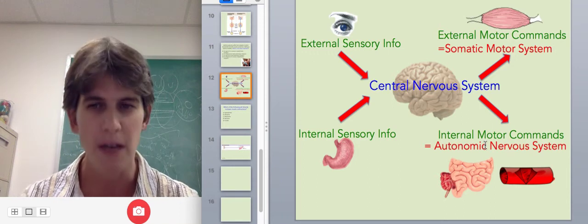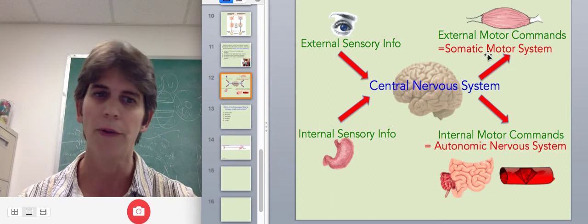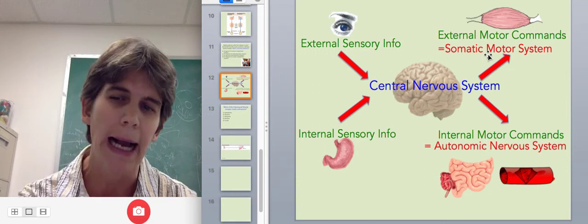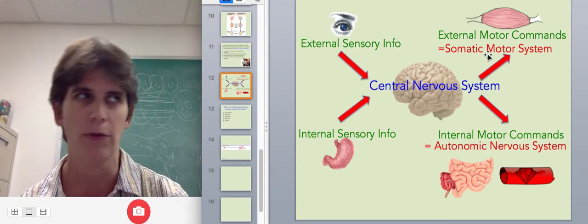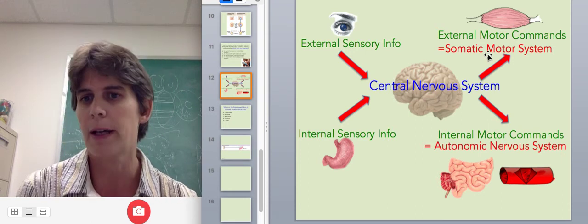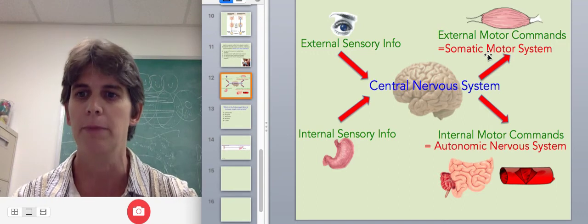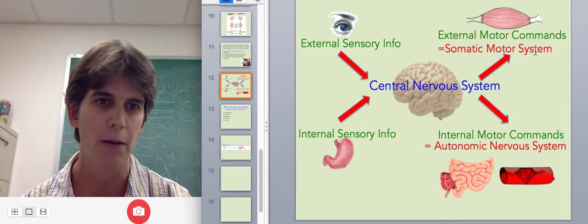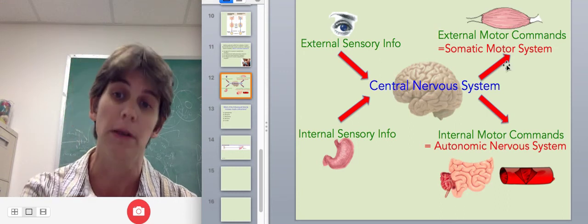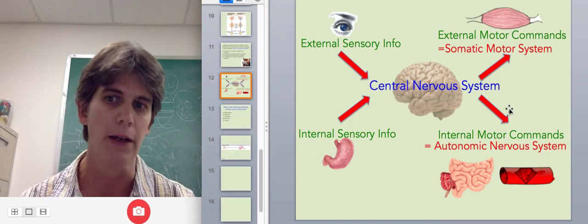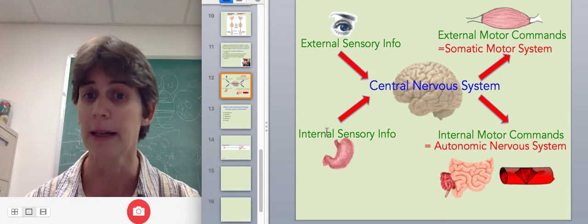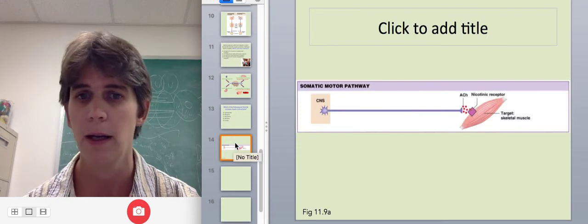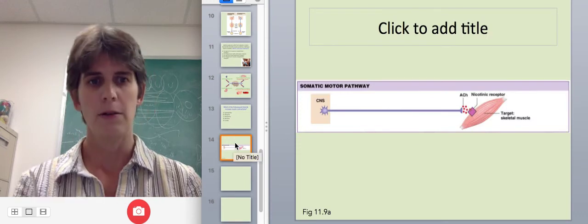But again, this is not true in the somatic motor system, where the only thing the nervous system can do is tell muscles to contract. It never tells them to relax or to stop contracting. The only way it can do that is by stopping telling them to contract. So all of the signals that come through this arrow here are stimulatory signals, whereas this arrow includes both stimulatory and inhibitory input.